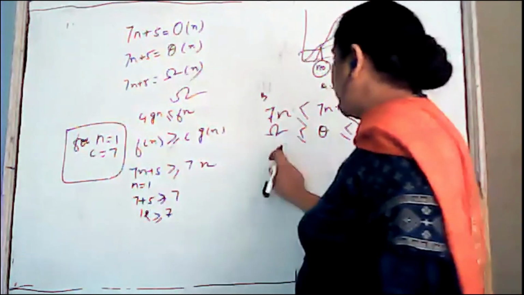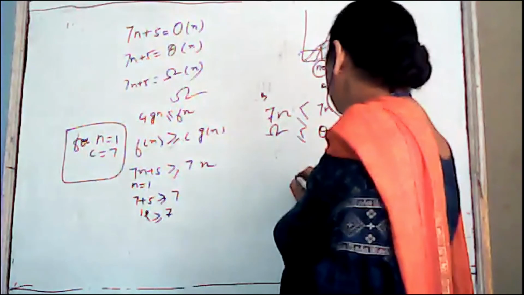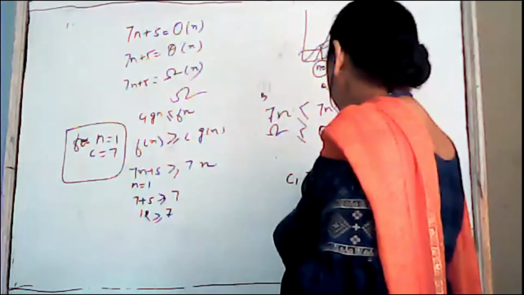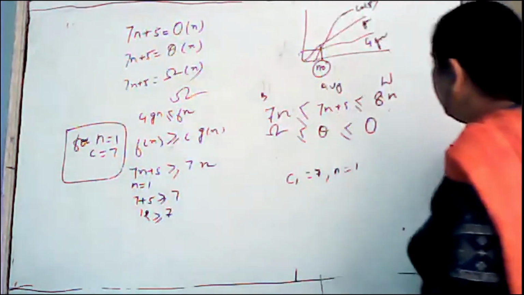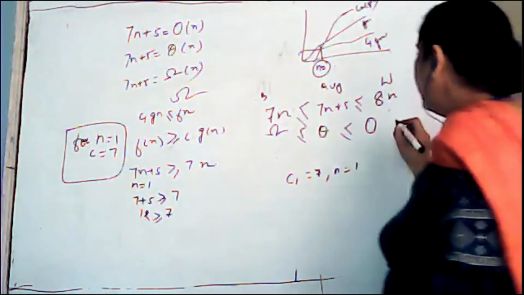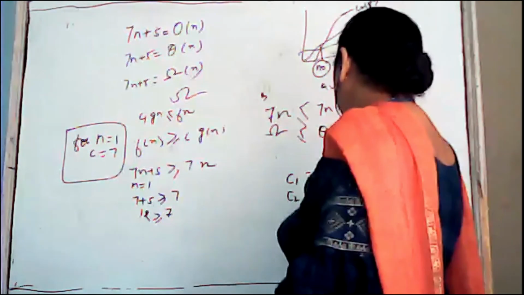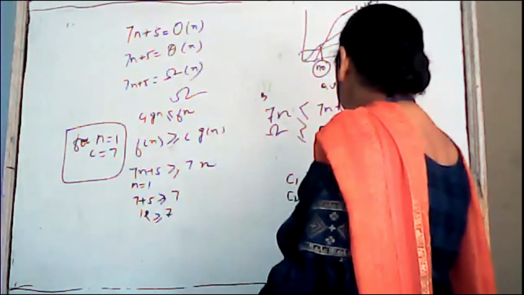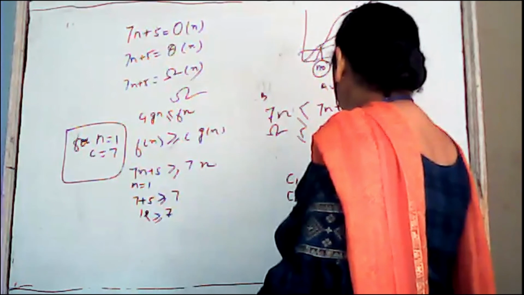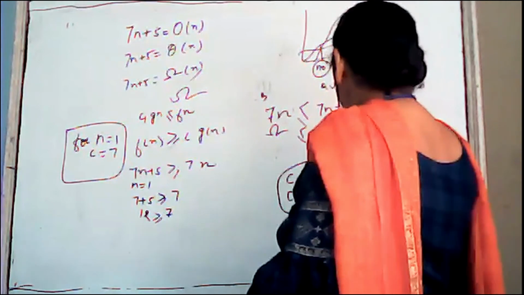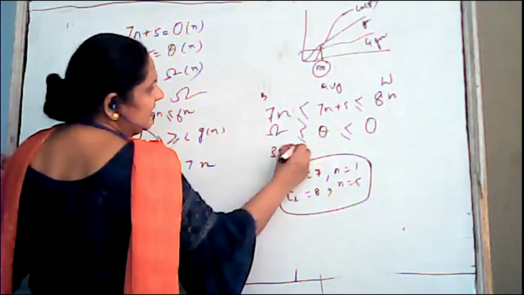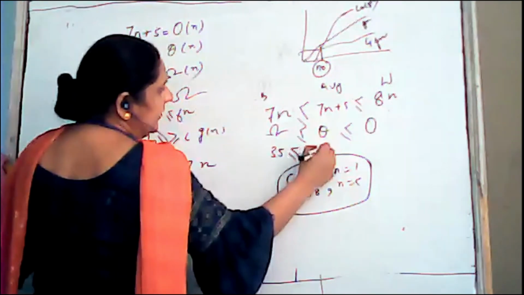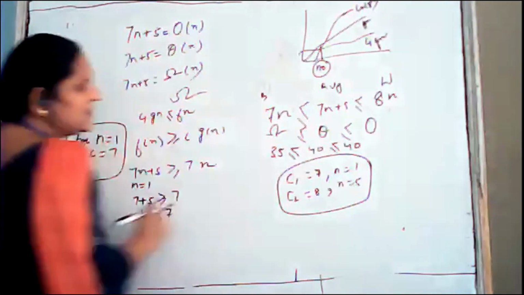Now for this, your C1 is 7 and n1 is 1. For here, what would be the answer? What we have drawn? C2 was 8 and n was 5. See, if I substitute 5 here also, then 7 fives are 35. This becomes 40 and this becomes 40. Then this relation also holds.